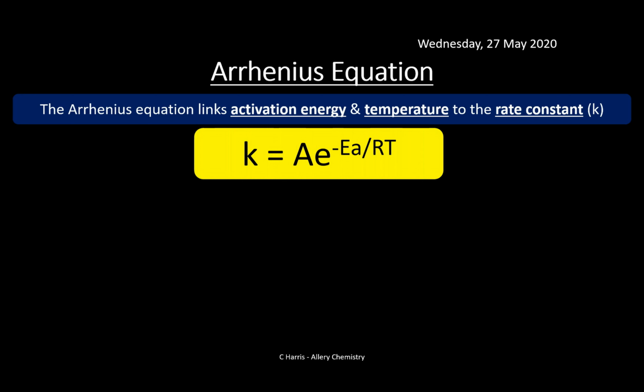So let's look at what these different parts mean. k is our rate constant. We know that, we've seen that already. A is something called our Arrhenius constant, which is that A there.